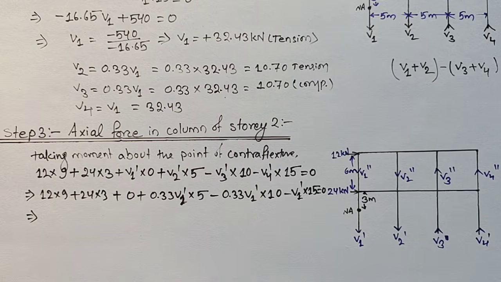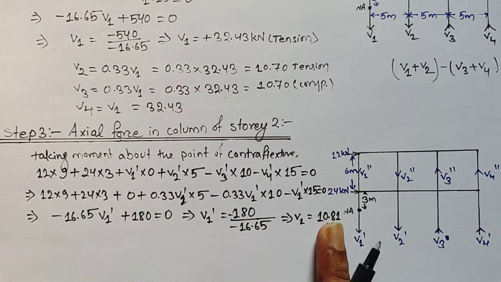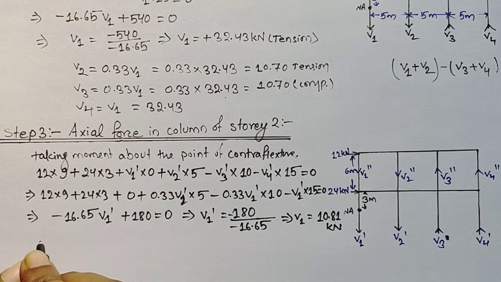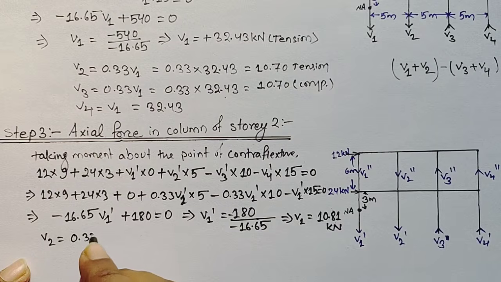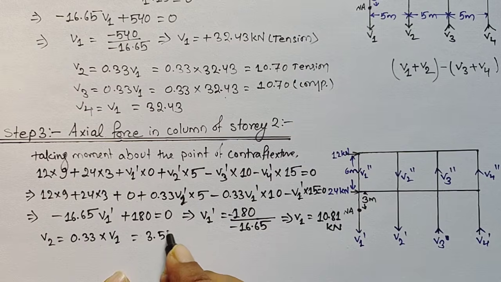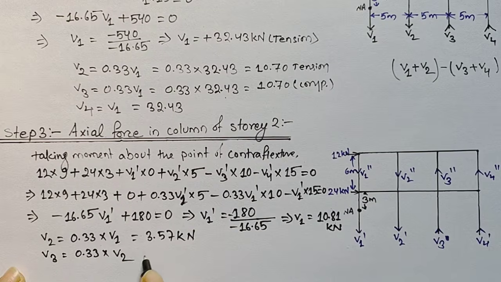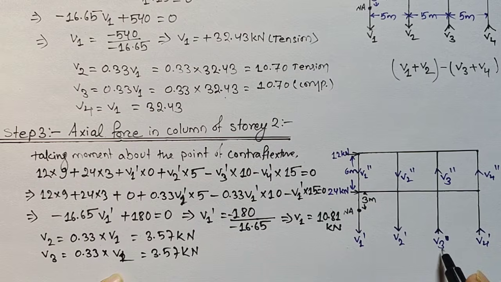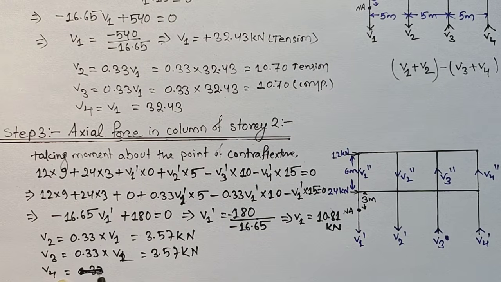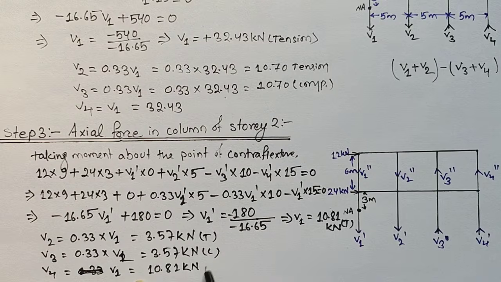So on solving this we will get V1 equals to 10.81 kilonewton, which will be positive. So we need to calculate V2 equals to 0.33 multiplied by V1, and put the value of V1, we will get V2 equals to 3.57 kilonewton. Similarly V3 is again 0.33 multiplied by V1, so it will again be 3.57 kilonewton, but of opposite nature from V1 and V2. Similarly V4 is equal to V1, and it is going to be 10.81 kilonewton. This is tension, this is tension, and this is compression, this is compression.